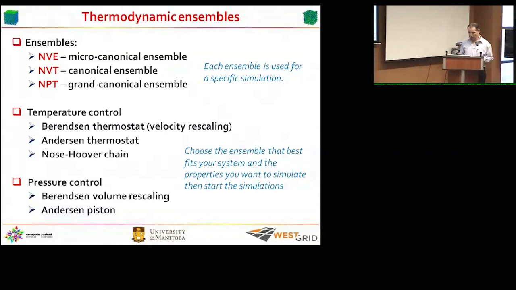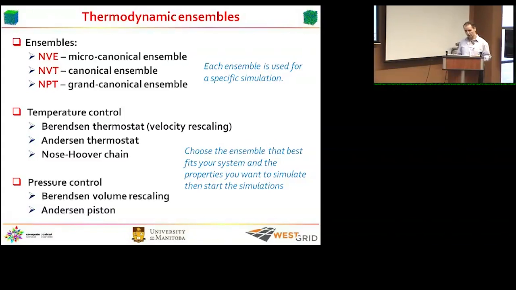Another ensemble is called NVT. So we have constant number of particles, constant volume, and constant temperature. And the third one is called NPT. We have constant number of particles, constant pressure, constant temperature. Constant pressure, for example, if you want to run a simulation at pressure equal to 0, or another pressure, this is the system we use.